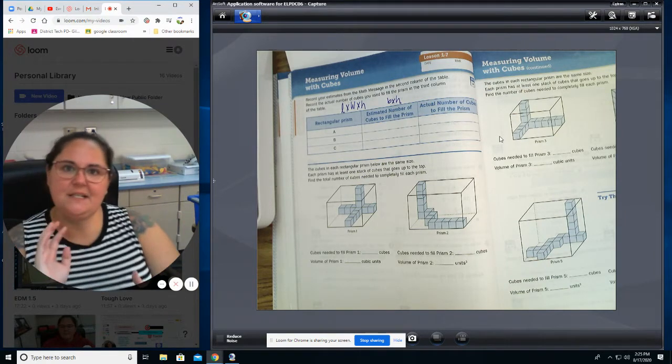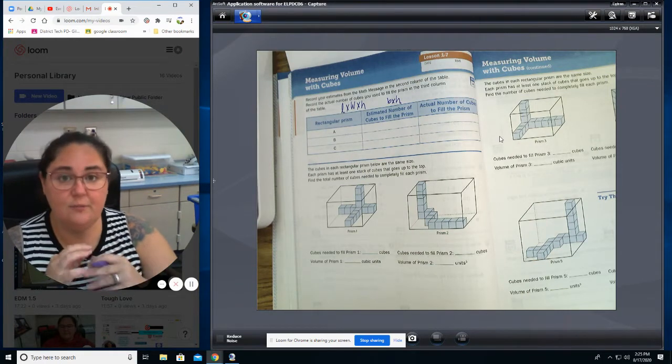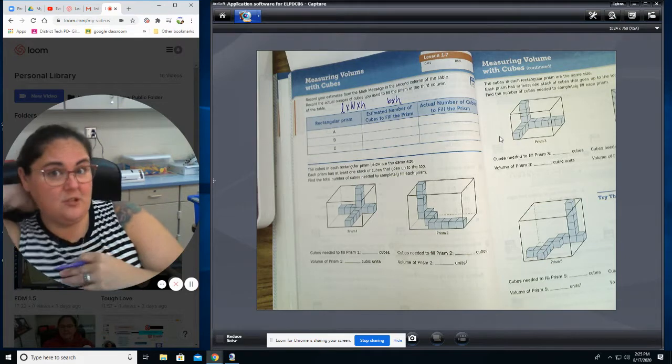So we are going to do a lesson today that talks about volume again. I know that we did this yesterday. Volume is when you measure something that is a three-dimensional object.